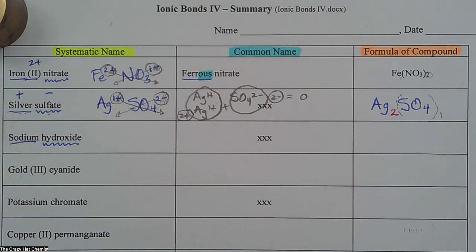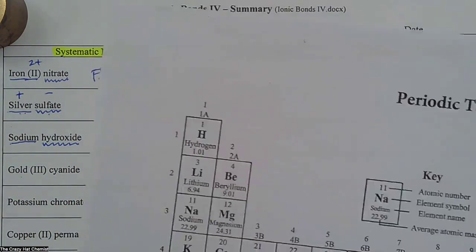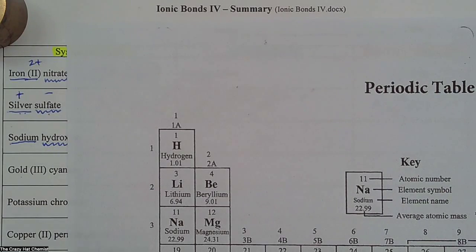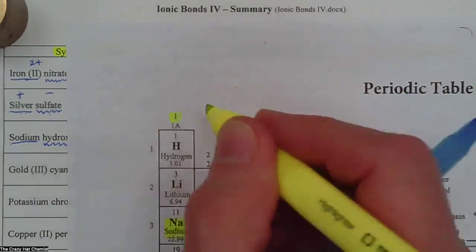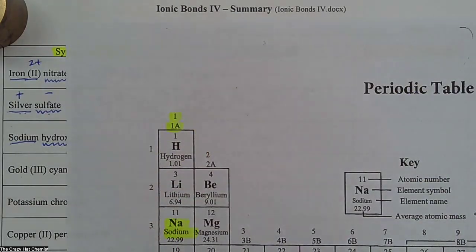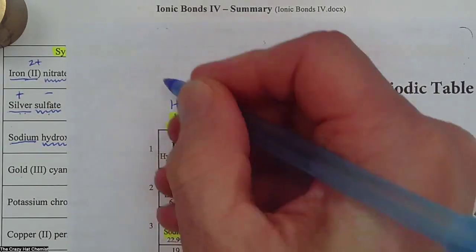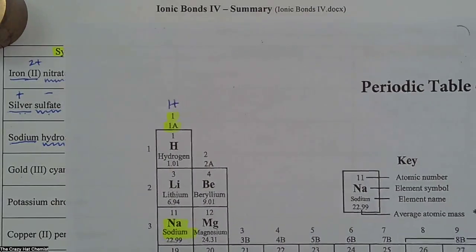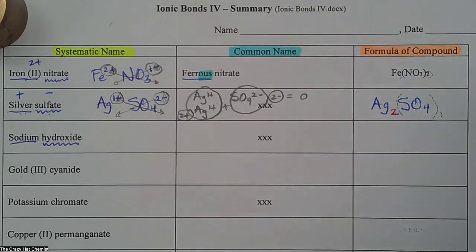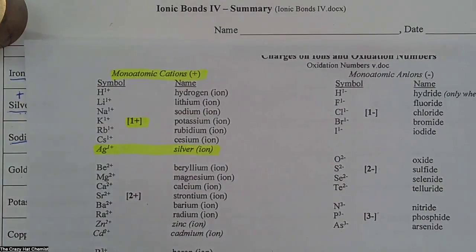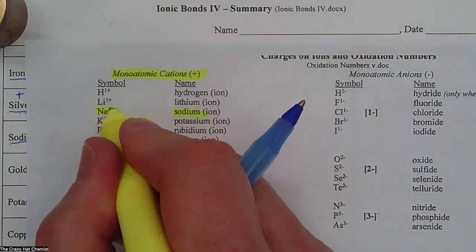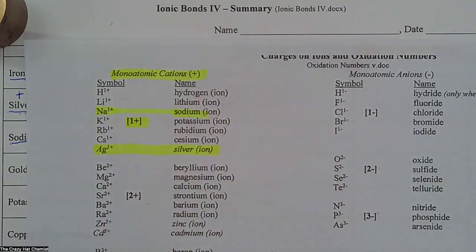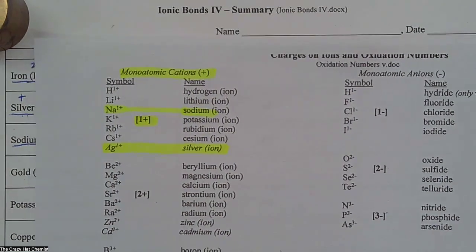Sodium. What is sodium? Well, I'm going to find sodium on my periodic table. Sodium happens to be in group number 1 or 1A. Consequently, that has a 1 plus charge, as does everything in group 1 or 1A. Furthermore, you can find it on my ion sheet. That is, here is sodium, and it is an Na1 plus. It's a monoatomic cation.